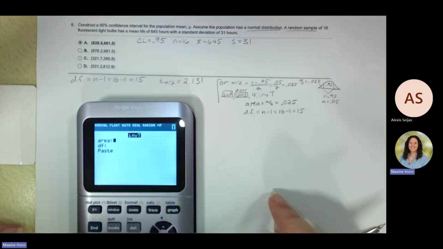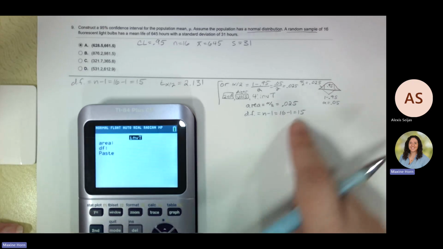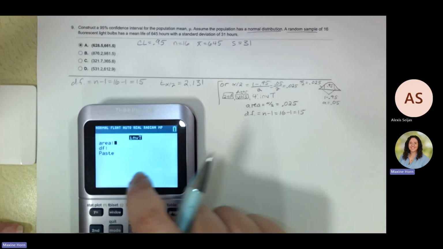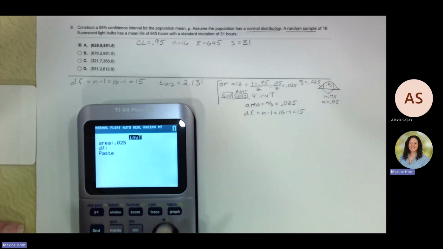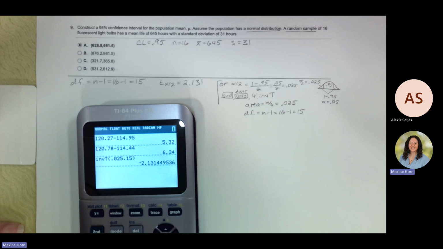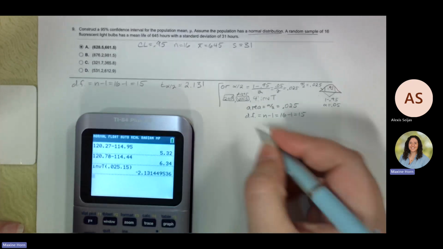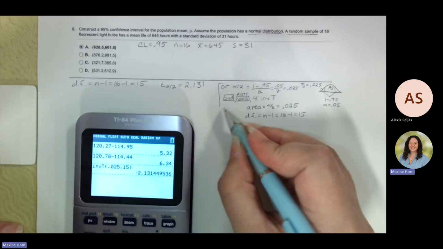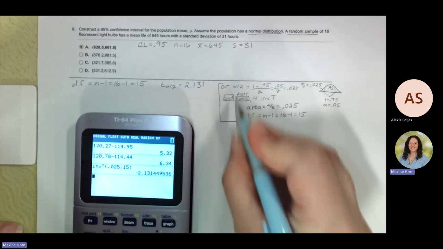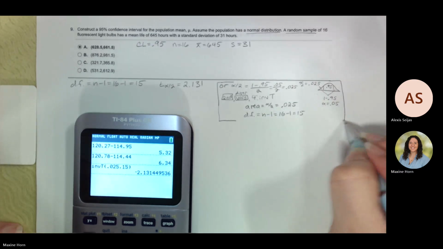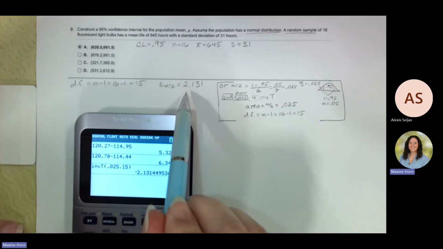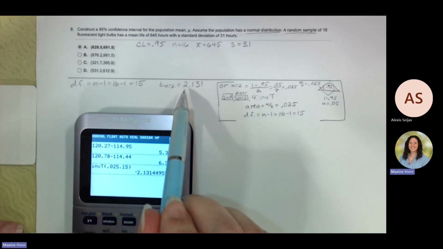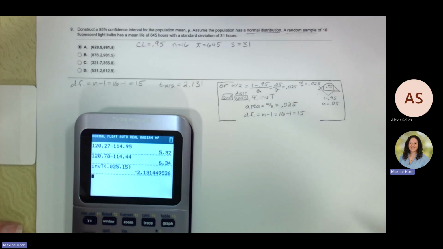So for the t alpha halves, you still have to do a little bit of work, even if you're finding it in the calculator. The area is 0.025. My degrees of freedom are 15. And there is my z-score, or I'm sorry, not my z-score, my t-score. So if I'm doing it in the calculator, I can do it that way. It's much faster to do it on the table if you've got your table right there.